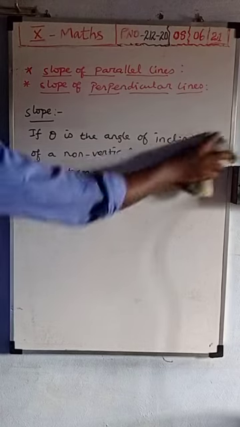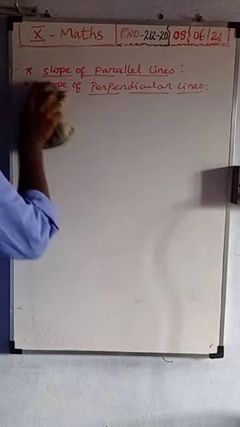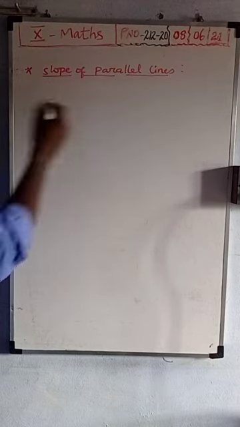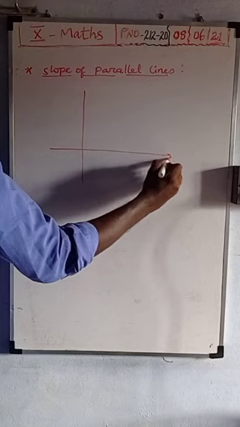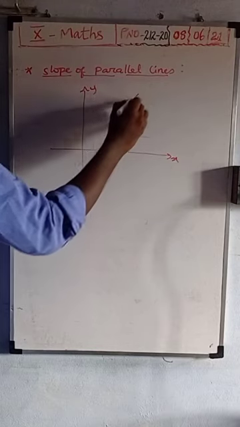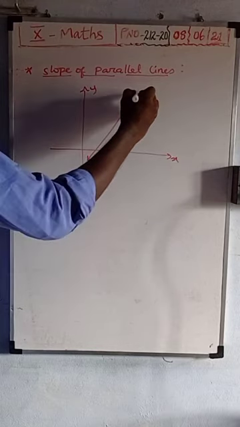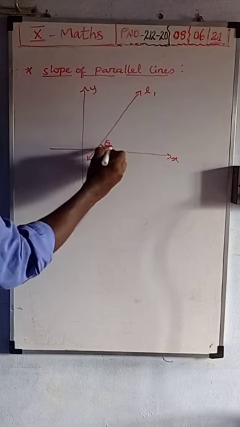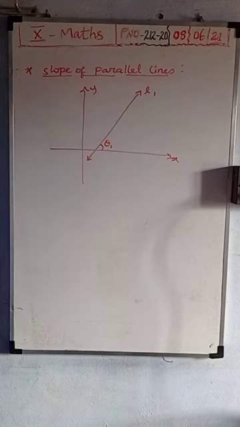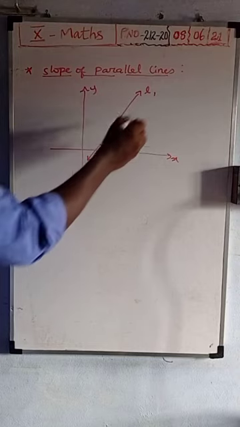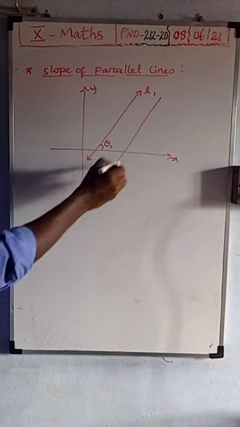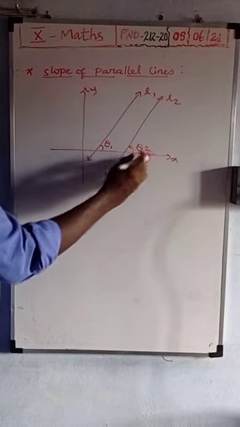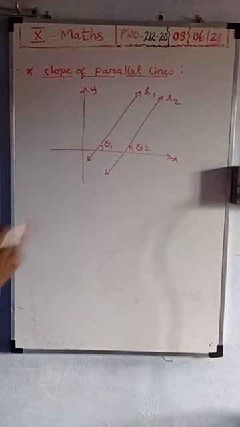See this. You choose the x axis, y axis, and one non-vertical line, that is L or L1. Here theta 1 is its angle of inclination. Then one more line L2, whose angle of inclination is theta 2. These two lines are parallel lines.